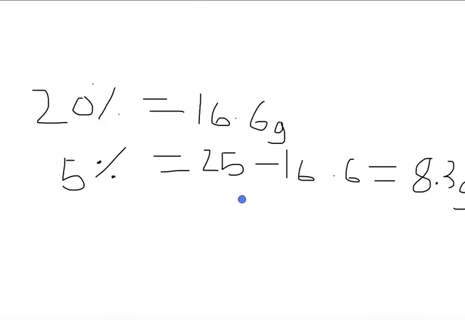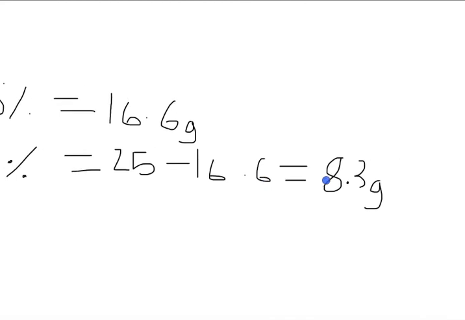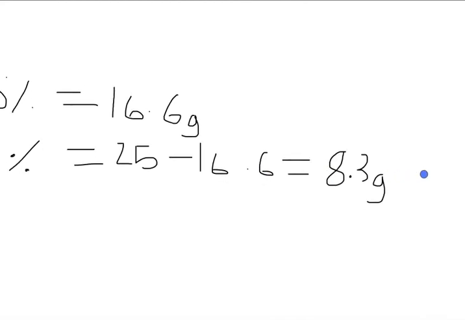But if the problem asks how much of the 5% we needed, what we would do then is subtract the 16.6 from the total, which is 25 grams, and we will find the 8.3 grams is for the 5% concentration.